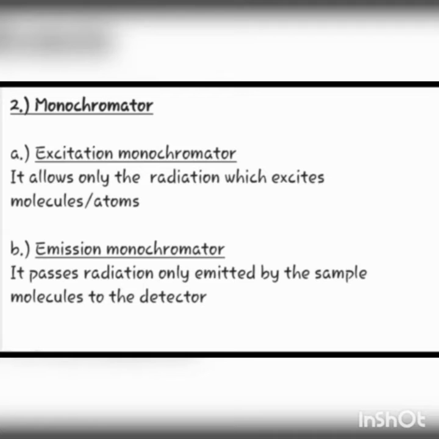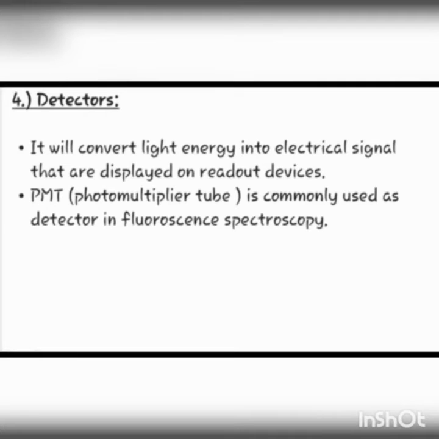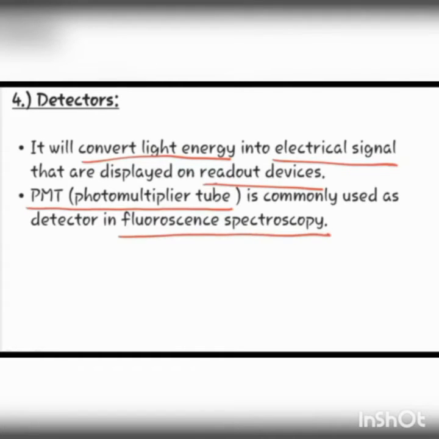In fluorescence spectroscopy, there are two types of monochromator. First is the excitation monochromator, second is the emission monochromator. The excitation monochromator allows only the radiation which excites molecules or atoms. The emission monochromator passes to the detector only the radiation emitted by the sample molecules. This is the basic difference between the two monochromators. Now the sample holder is a cavity made of quartz or glass tubes. It could be square or cylindrical in shape. Now the detector converts light energy into an electrical signal that is displayed on the readout device. A PMT, photomultiplier tube, is commonly used as the detector in fluorescence spectroscopy.